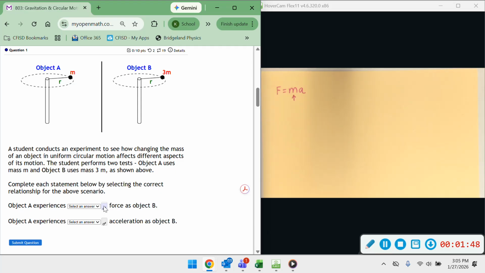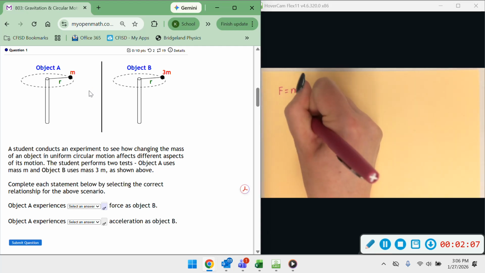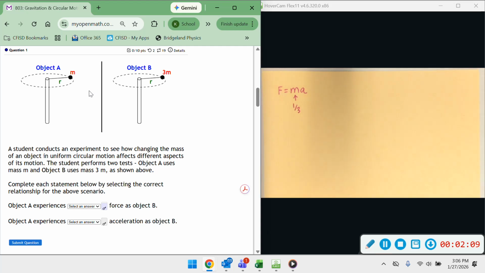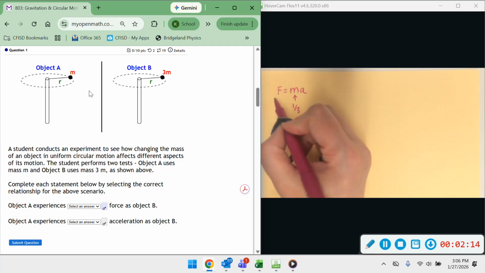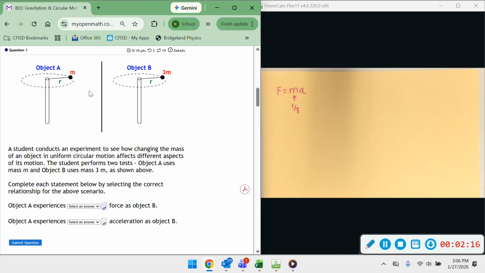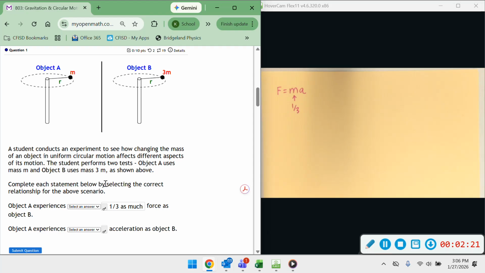Let's see. Oh, they're comparing the two, object A to object B. All right, so if object A has m and object B has 3m, then it's asking us to compare object A to object B. So object A has 1/3 the amount of mass as object B has. Because of that, the force that it experiences will also be 1/3 as much, because the mass and the force are directly proportional to one another.